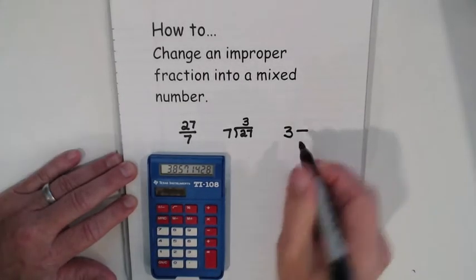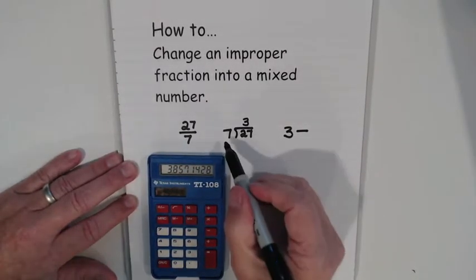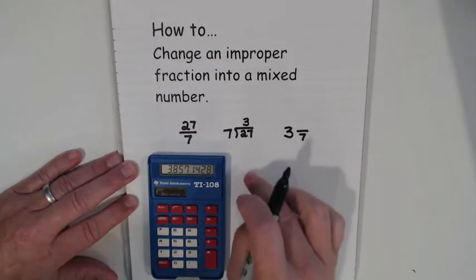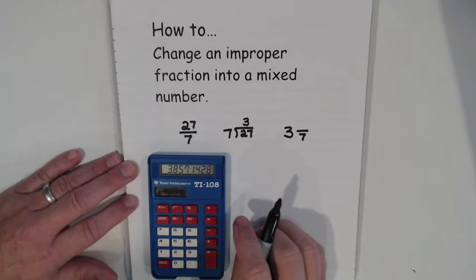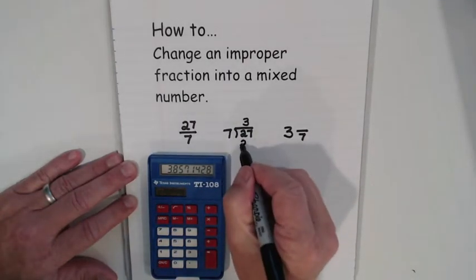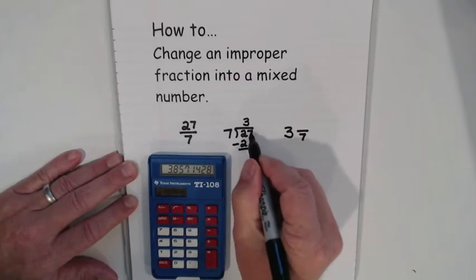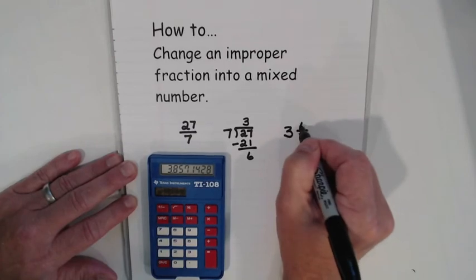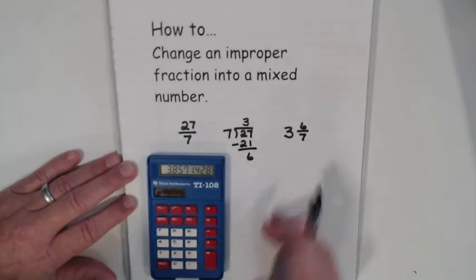Now I need to figure out the fraction part. It's out of 7, so 7 goes right here. I need to figure out what's left over. Put it up there at the top. 3 times 7, 21. I subtract it from 27. I have 6. That 6 goes in the top right up here. 3 and 6/7.